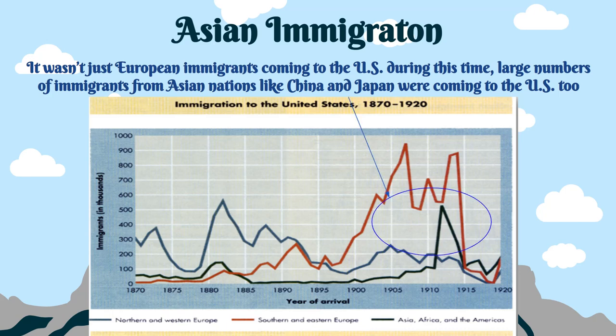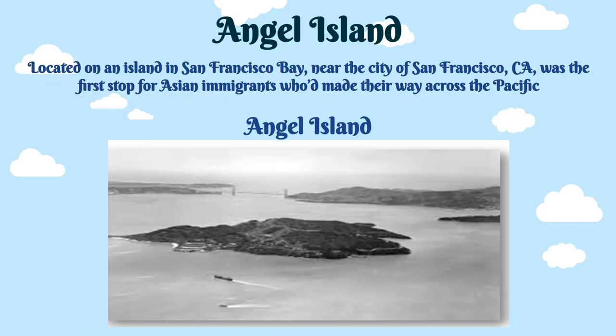See the spike right there in the black. Located on an island in San Francisco Bay, near the city of San Francisco, California, was the first stop for Asian immigrants who made their way across the Pacific. It was called Angel Island.